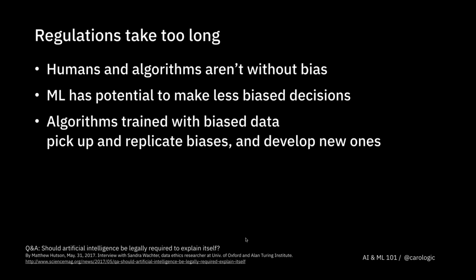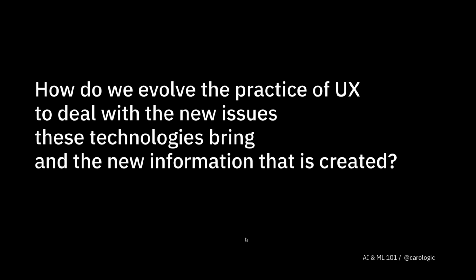But these regulations really take a long time, and we need to figure out how to have them make less biased decisions, or at least be very transparent about the biases, and then make sure that the algorithms that are trained with biased data and pick those up, that we're aware of them and that it's very obvious. And we need to think about how we can evolve the practice of UX to deal with these new issues and all the challenges that these issues are going to bring about with the new information that's created, as well as the systems themselves.